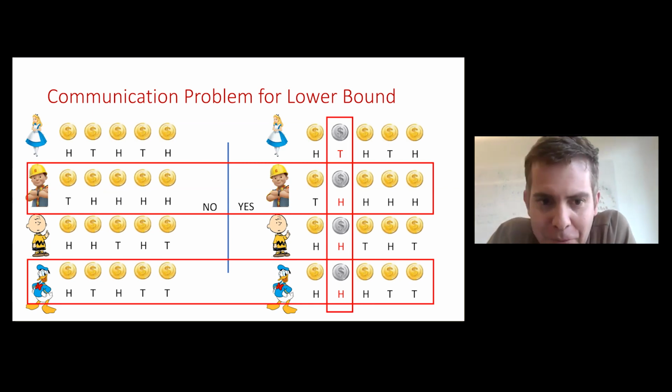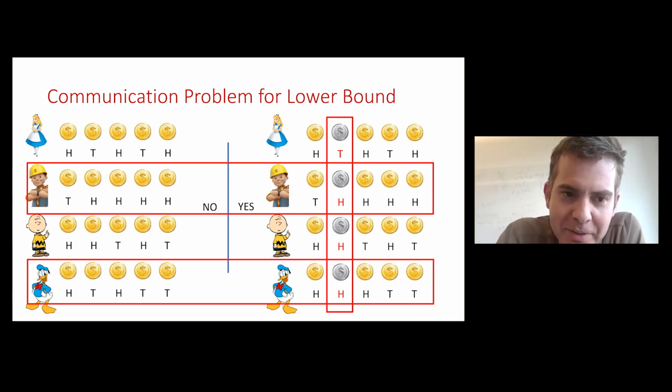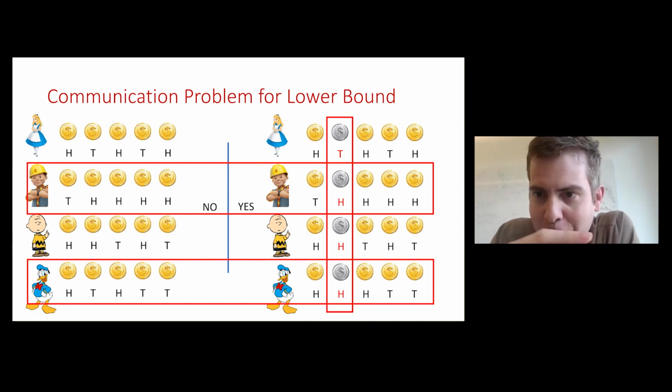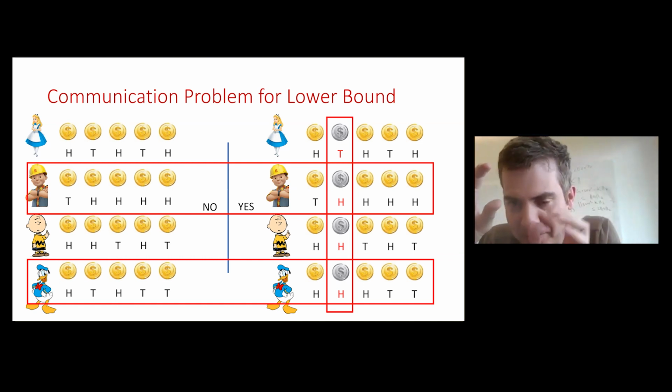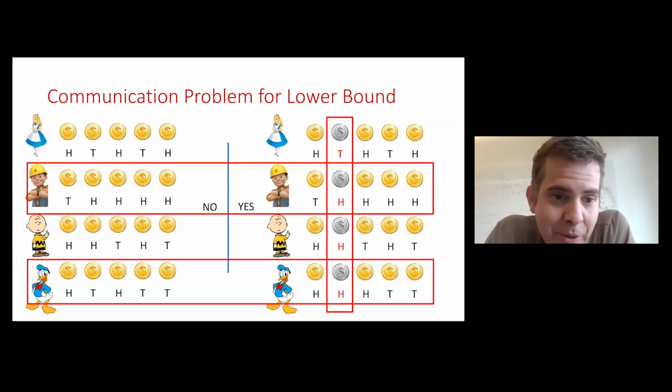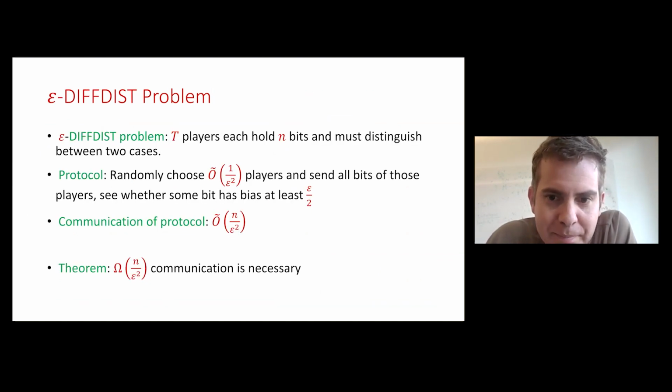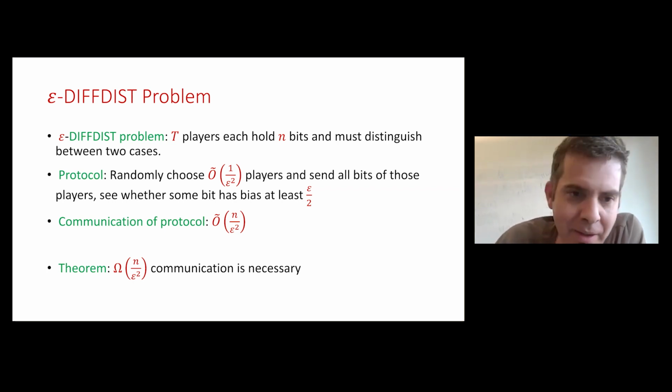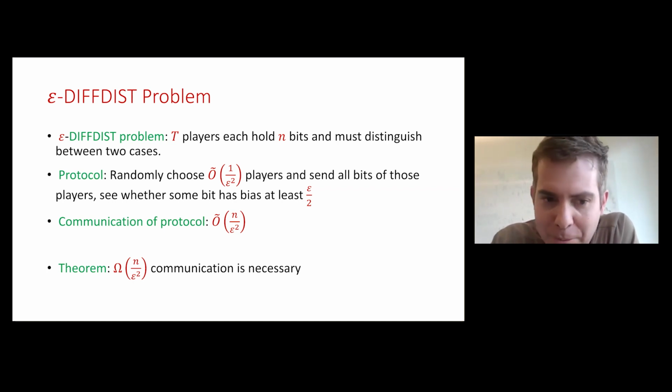Here's a picture of that upper bound. These two red horizontal boxes, I sampled those 2 days, those two players. Again, players are days. I just exchange all the bits, and maybe that's enough days to notice a bias in the second expert. Okay, simple upper bound. The first bullet here is just the problem again. The second bullet is the simple protocol I just described. The third bullet is that it has n/epsilon squared communication.